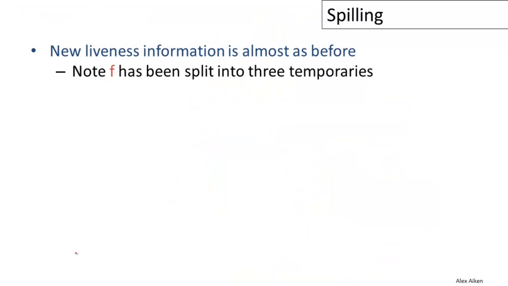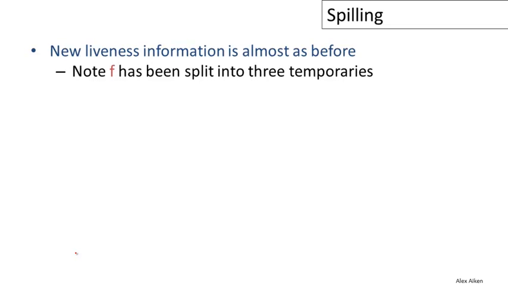To summarize the example on the previous slide, once we have decided that we're actually going to spill a temporary f, that means we're going to change the program. We're going to add loads and stores to the program, and now we're going to have a different program, and that's going to change our register allocation problem. So we're going to have to recompute the liveness information, rebuild the register interference graph, and then try again to color that graph.